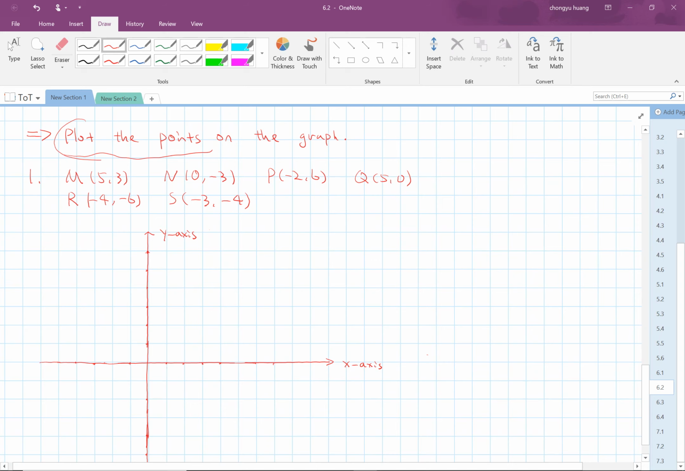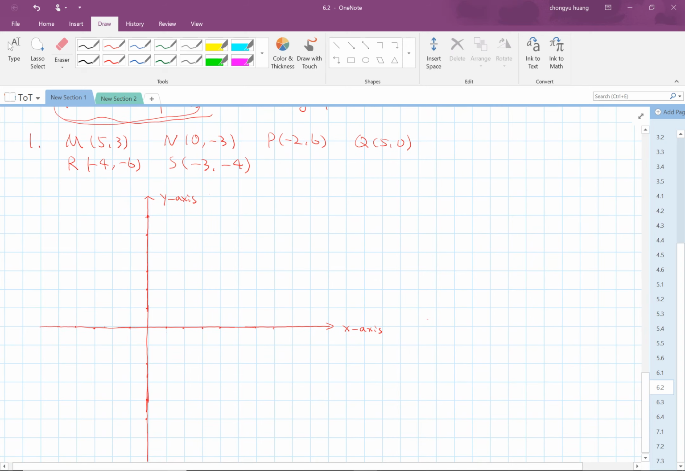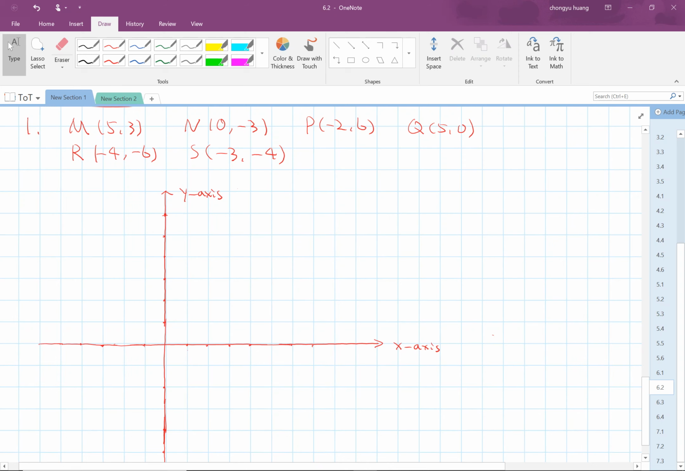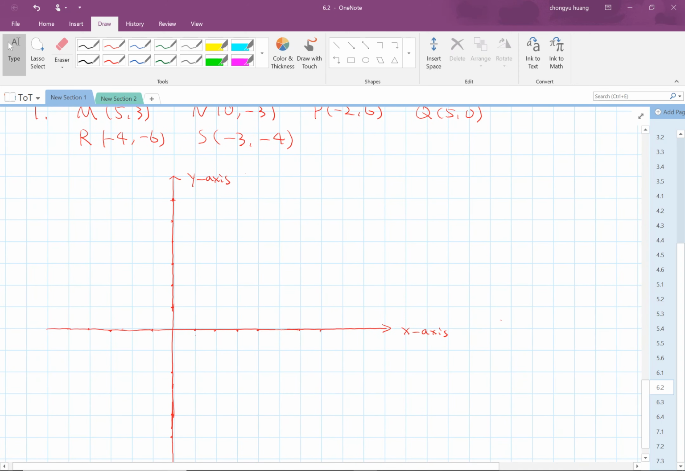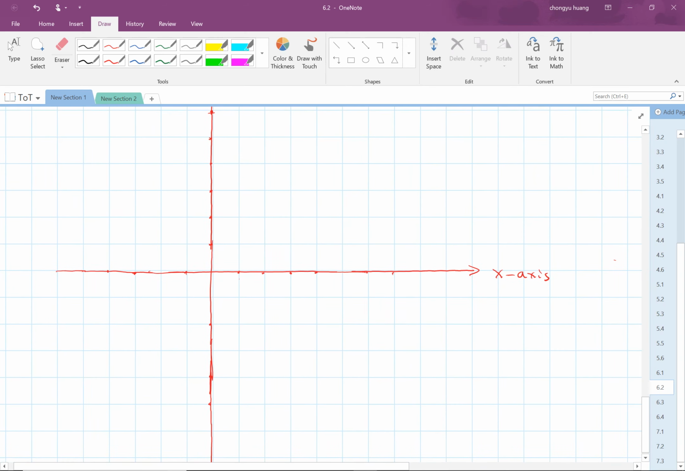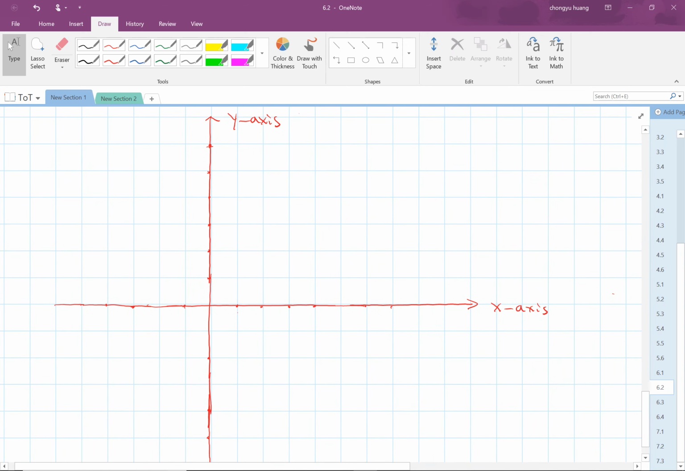So we want to plot the points. As I mentioned before, the first step when you plot the points is you have to draw this graph, and then you want to label the graph, right? Let me zoom in a little bit. I will show you those points later on. We label the graph first.